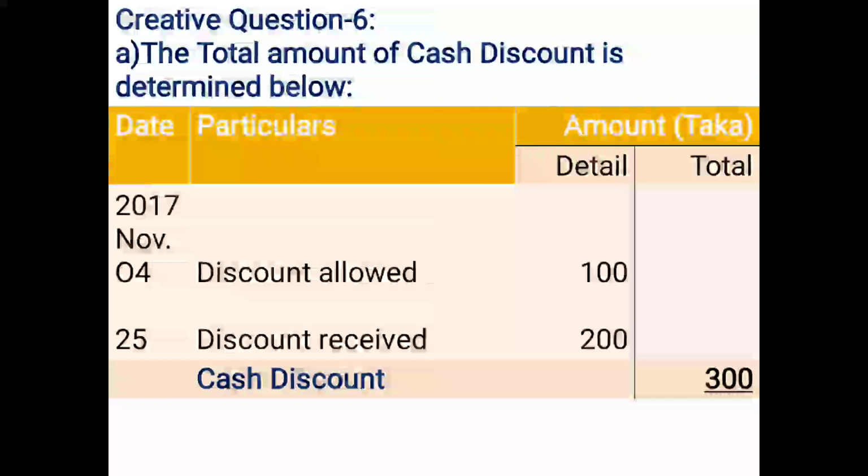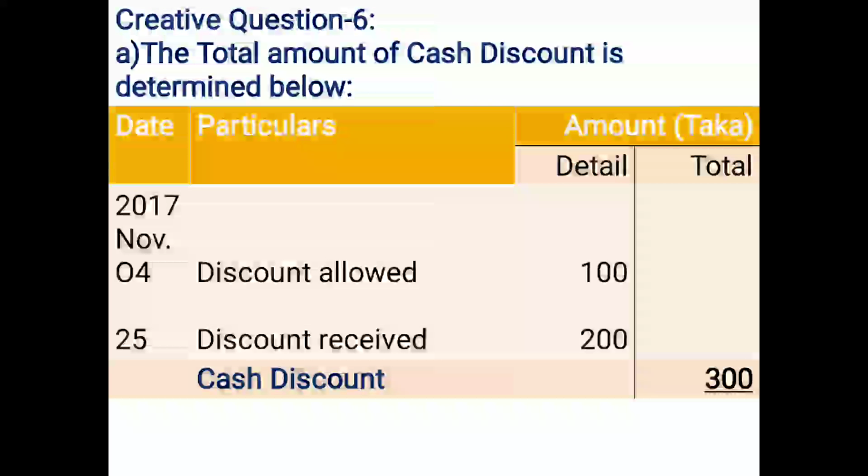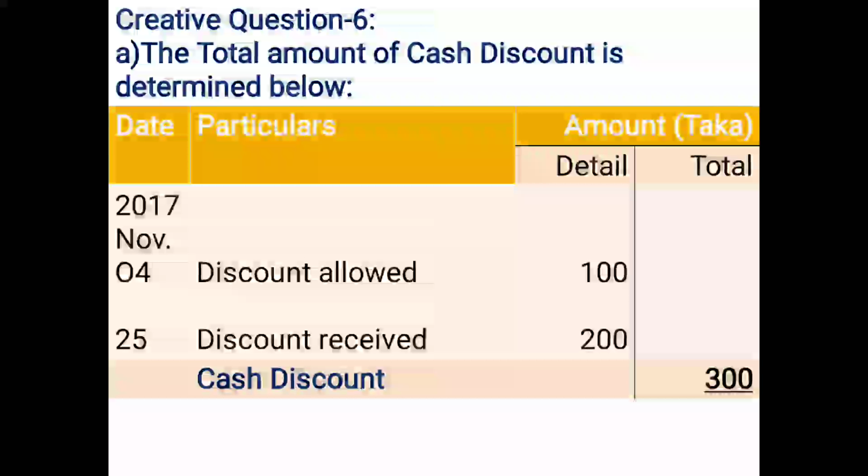So, cash discount related number 4: received from Maliha and Sons taka 5,400 and discount allowed taka 100. This discount allowed is one kind of cash discount. Cash discount is of two types: discount allowed and discount received. So discount allowed is available for November 4, taka 100, written in the box. Another discount, November 12, in this box written 25 is not correct.